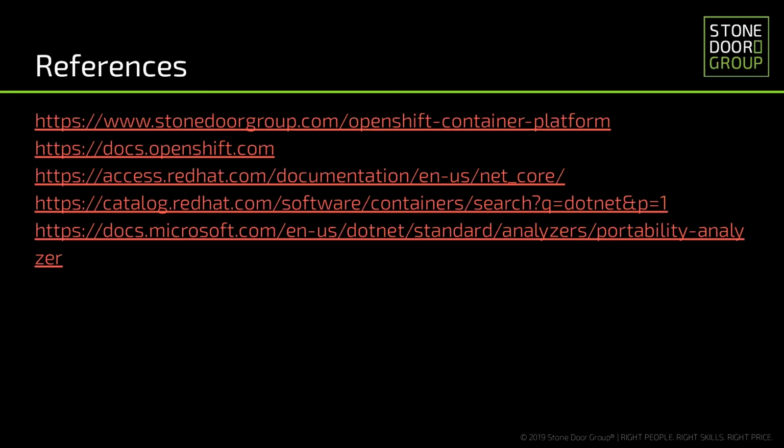Here are some references for different things. The key one here, well, obviously the StoneDoor Group one is super important. But look at the last one. If you do have a .NET Framework app, they have this portability analyzer, which you can run against your app to help you identify what needs to be updated to make it .NET Core compliant. And with that, Andrea, I'm going to hand it back to you.